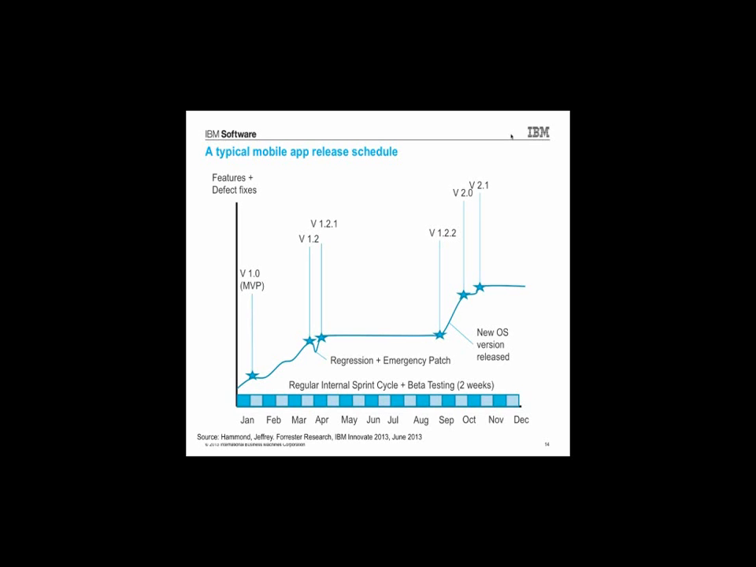In version 1, you bring out your MVP, which is your minimum viable product, and as you go over time, you're creating more features and defect fixes. Sometimes you regress, so you notice the little dip here between version 1.2 and version 1.2.1. There was a regression and an emergency patch that was needed. By having an Agile process with constant sprint cycles and iterations, you can actually handle these regressions and emergency patches more effectively by using your development process and responding quicker to changing feedback.